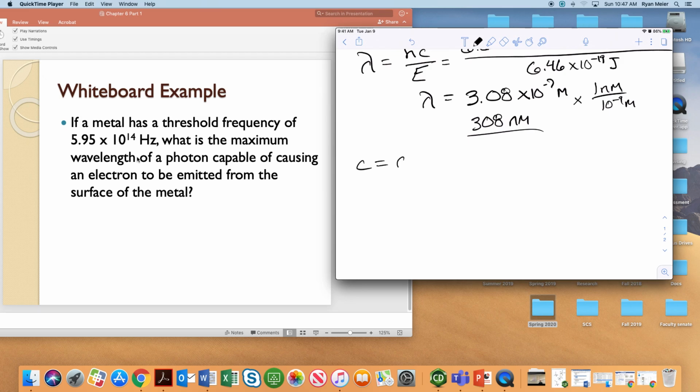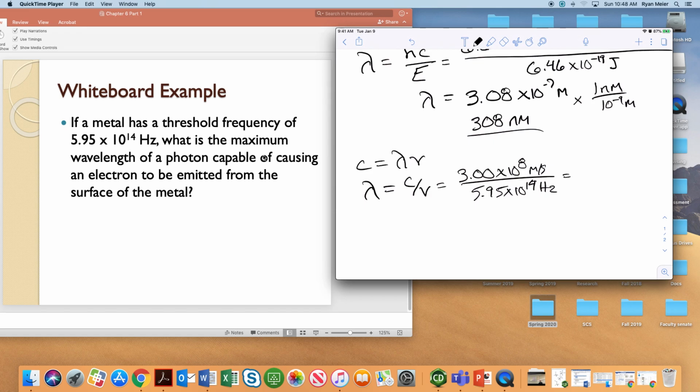speed of light is equal to our wavelength times our frequency. That's our general equation here. So again, looking for wavelength, so wavelength should be equal to c over the frequency. And so from here, just plugging in our pieces. Speed of light, 3.00 times 10 to the 8th meters per second, divided by our frequency that we're given in the problem, 5.95 times 10 to the 14th hertz.